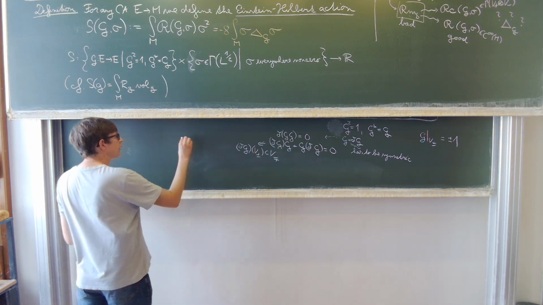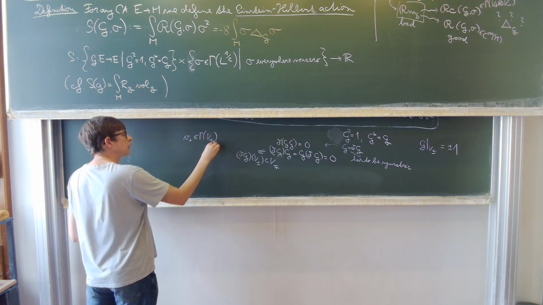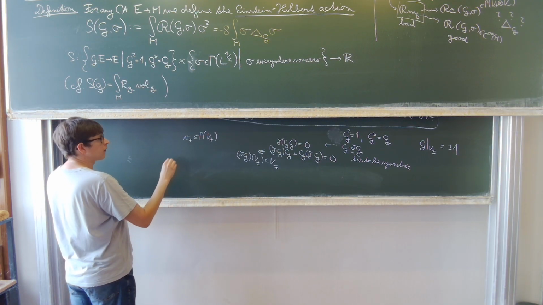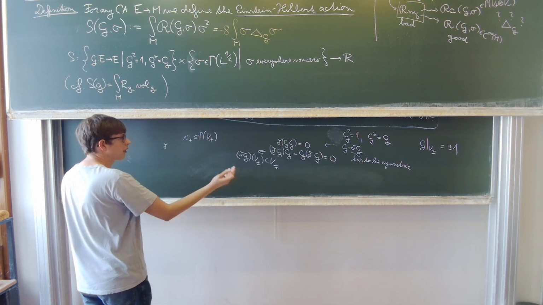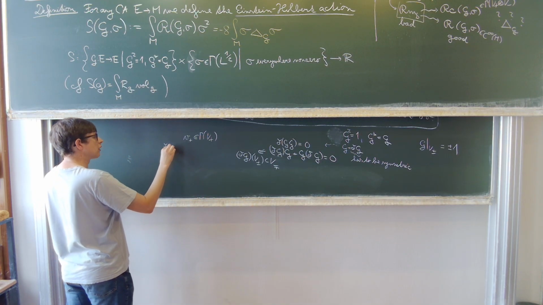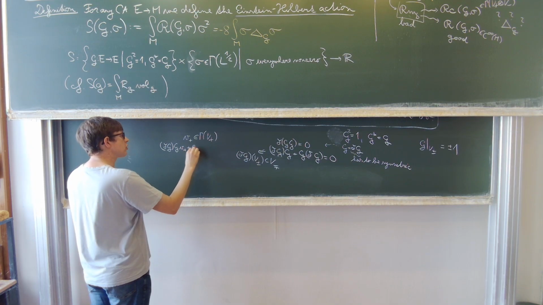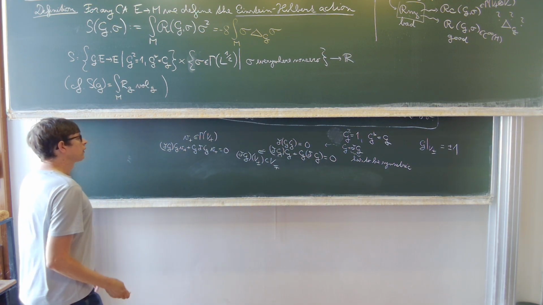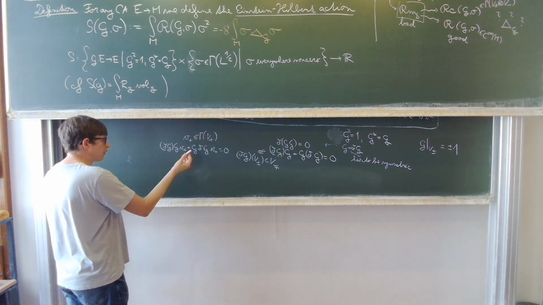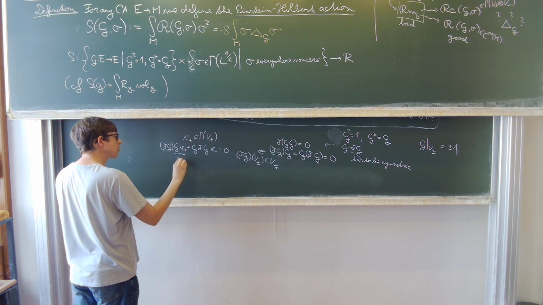Okay, so let's take that. I take a section of V plus, and then I apply the left hand side on it, and I know that it's 0. So delta G on G on V plus, plus G delta G on V plus, is 0. Now G on V plus is V plus, because G is an identity on V plus.